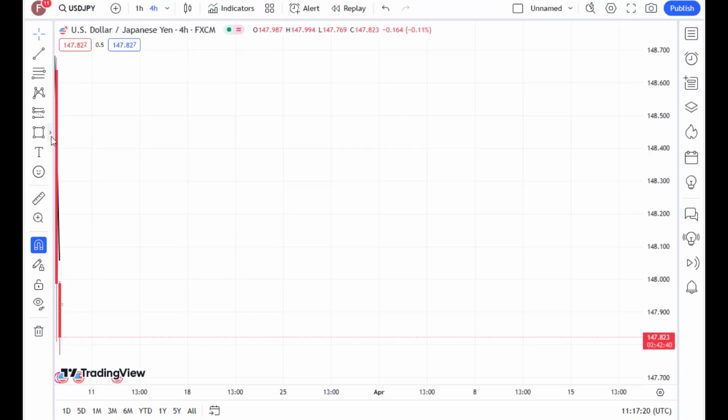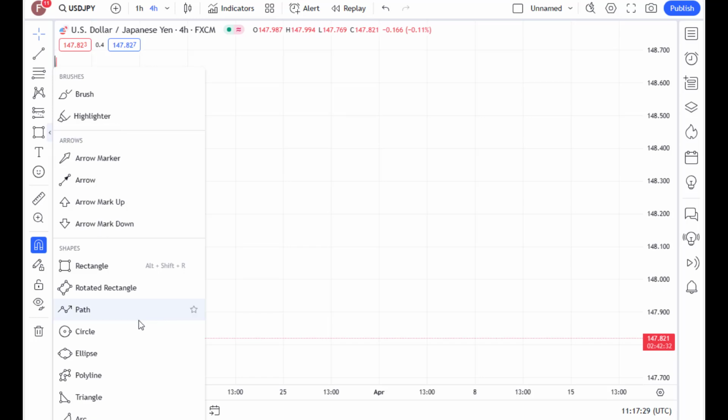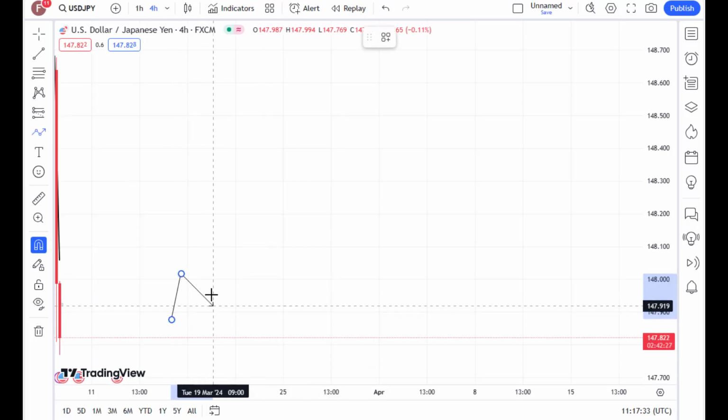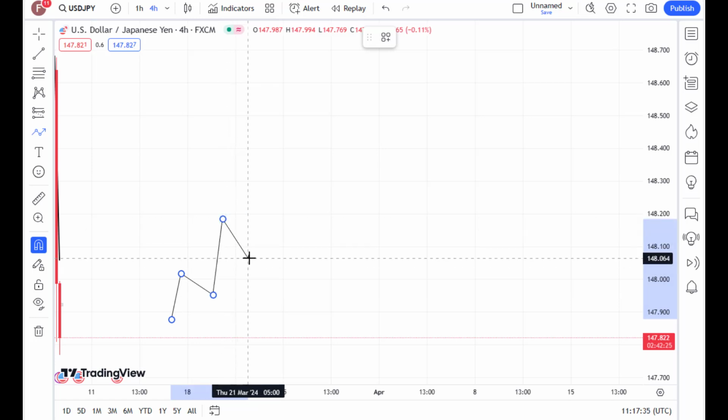We cannot talk about market structure without identifying the three forms of market structure. We have an uptrending market, we have a downtrending market, we have a ranging market. So an uptrending market is a market structure that creates a series of higher highs and higher lows, right? This is an example of an uptrending market.